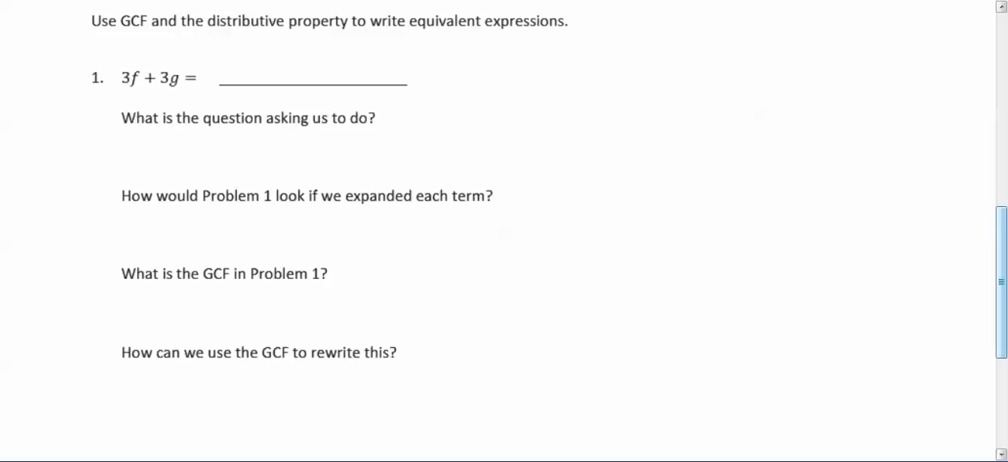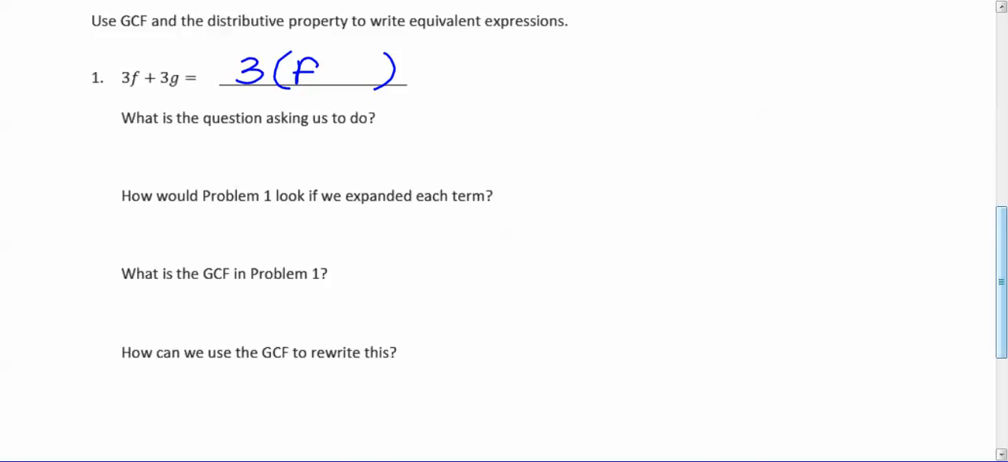So 3f plus 3g. What do you think the greatest common factor of these two terms is? Logan? 3. Very good. So we're going to pull the 3 out in front. We're going to kind of reverse the distributive property here. So 3 times what will give us 3f? Pretty easy. You're going to kick yourself when you get this one. Logan again? 1. 3 times 1 would give you 3, but we need 3f, which is 1f, and we don't need to write the coefficient of 1, so we're just going to say f.